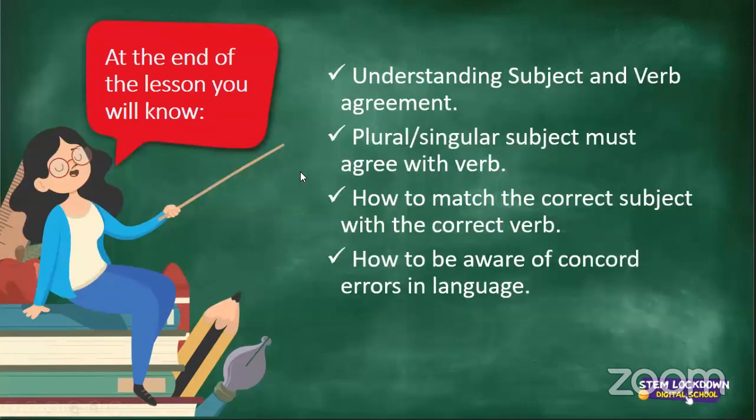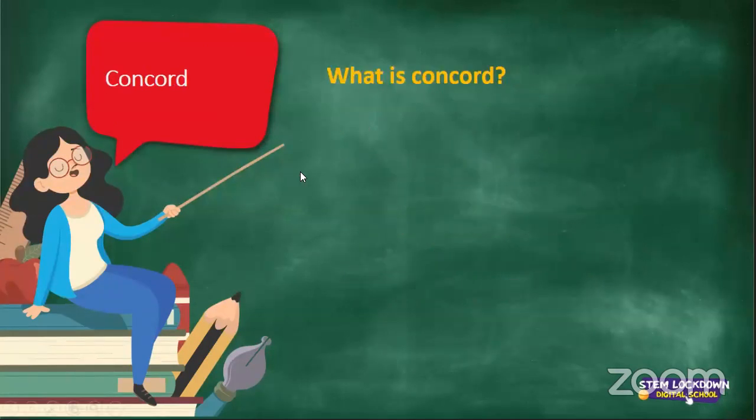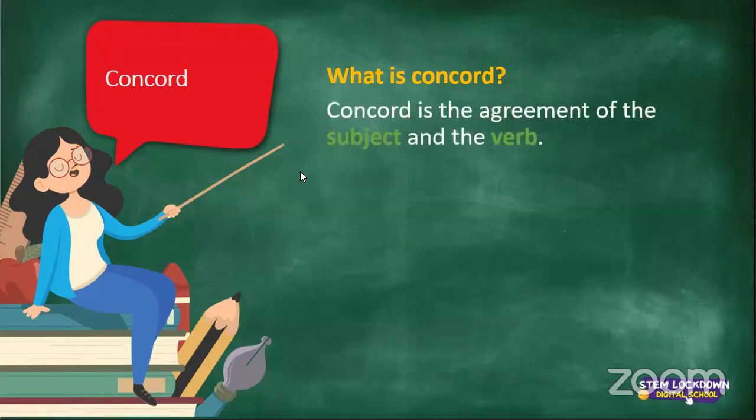Okay, so what is Concord? For many of you guys, this is a very foreign term, okay? The word Concord, you feel like you know it, but you don't really know it. Okay, so Concord is the agreement of the subject and the verb, right? And by agreement, I mean they get along, they are friends. There are instances where a subject and a verb do not agree. But before I explain this, I just quickly want to recap with you guys.